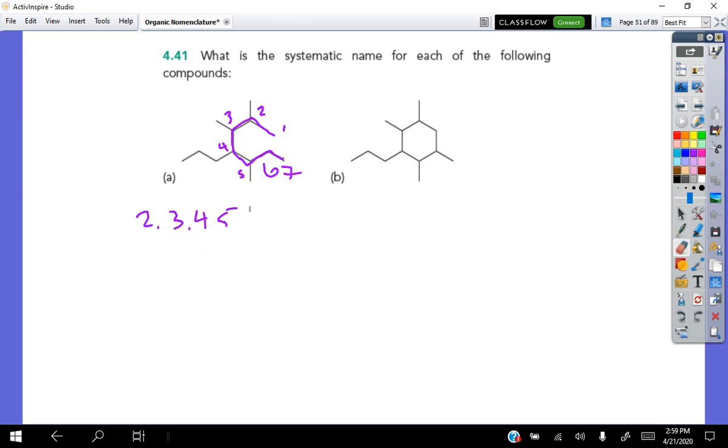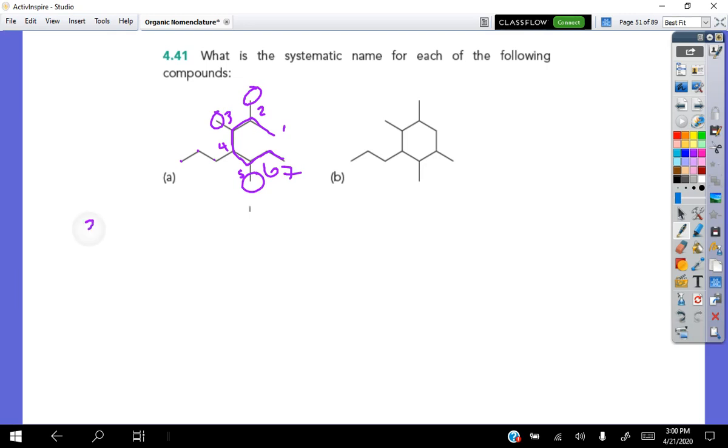So then I just need to identify my substituents. I have a methyl group on 5, that is 1 carbon. I have a methyl group on 2 and a methyl group on 3. I also have 1, 2, 3, a propyl group on 4. So I know I need to alphabetize between methyl and propyl. Methyl will come before propyl because M comes before P.